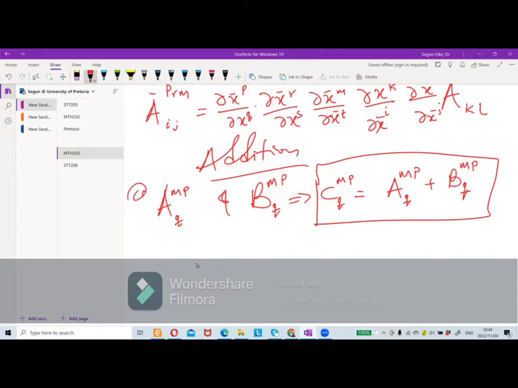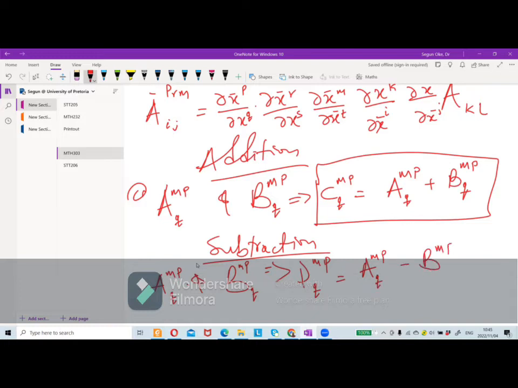Then if I have that addition, for subtraction, if I have A MPQ and I have B MPQ, the final answer will be D MPQ. D MPQ is equal to A MPQ minus B MPQ.